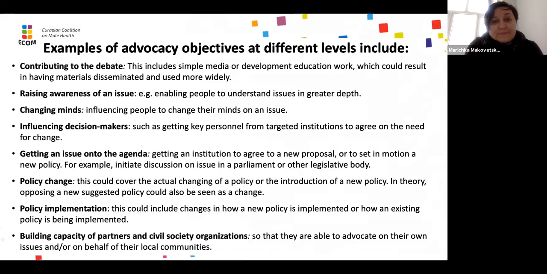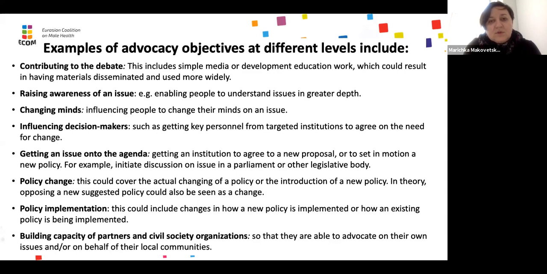Examples of some good objectives at different levels. Such objectives should include, first of all, a contribution to the debate. So they should include simple media or development education work. Your message should raise awareness of an issue. For example, people did not understand that there is a problem, or they had very limited information about the problem. So you should raise this awareness.